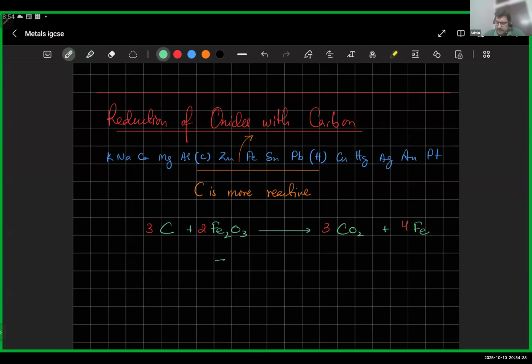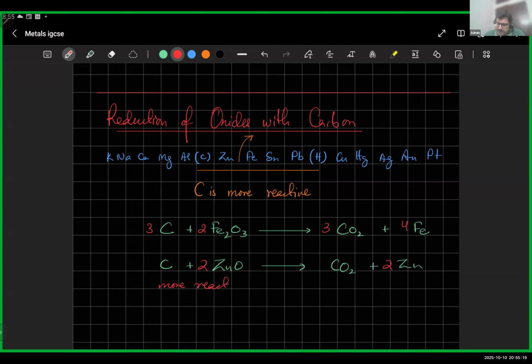Same with zinc. If I have zinc oxide, I react it with carbon. Carbon is more reactive. Carbon is here and zinc is lower in the reactivity series. So again, carbon is going to steal the oxygens and zinc is going to get knocked out, and you just need to balance the oxygen. So there'll be 2 oxygens and zinc would also become 2. So 2 oxygens, 2 zincs. ठीक है?